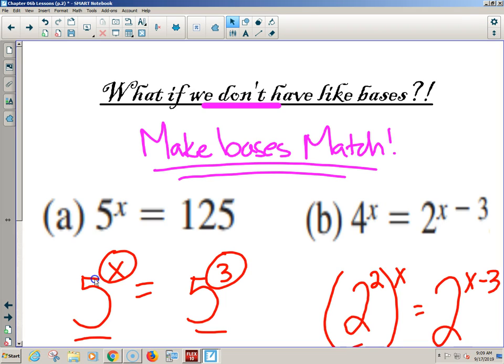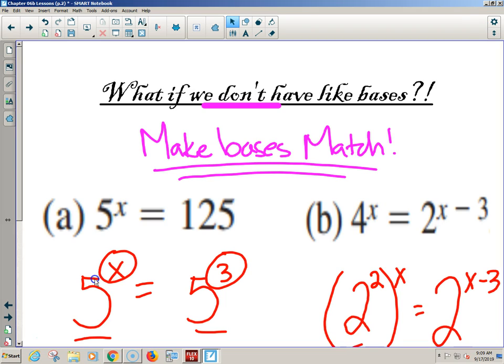So, we're in the second day of 6.5, so we're just continuing on. This is what we already wrote down yesterday, so you can go find it. The big question we were ending on is, what if we don't have like bases? The big thing I want you to remember is, make them match. How easy was your opener once they matched? Wasn't the opener easy? Once we figured out what to do, if we can make the bases match, then check it.